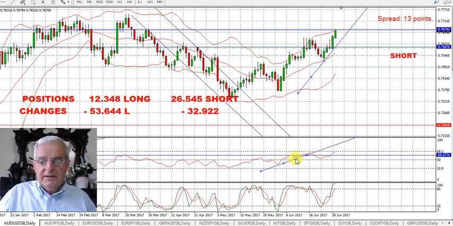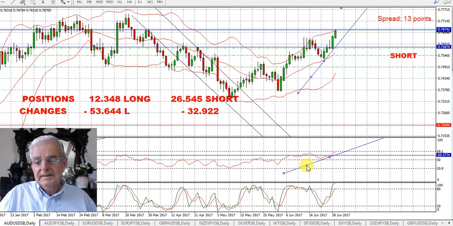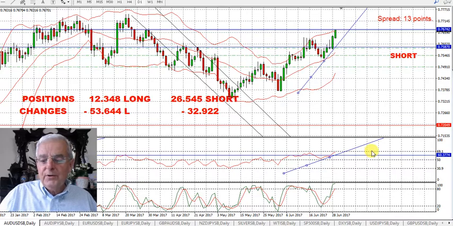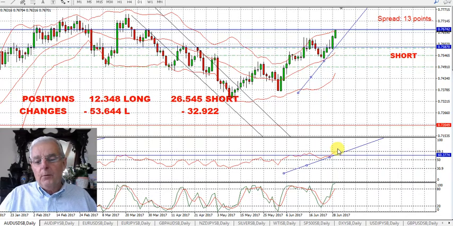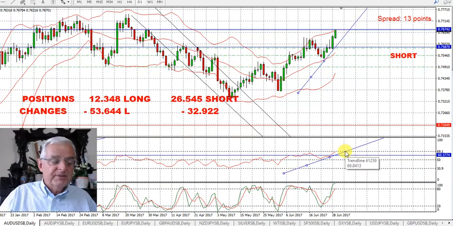Also on the RSI, I'll move this trend line over here. We haven't quite gone over the 69.1 mark yet, but it looks like it's going to do it. So as it comes back down, we'll be selling. So we'll sell back through on that.